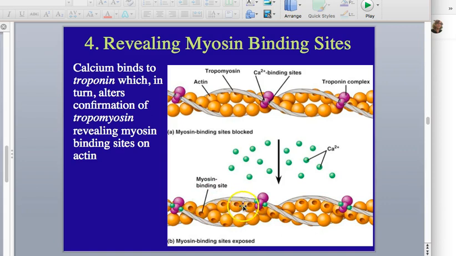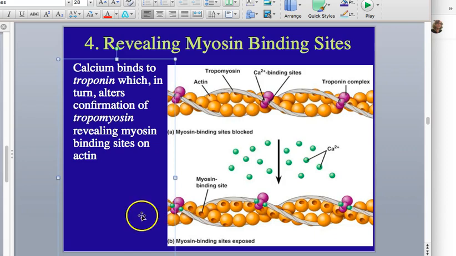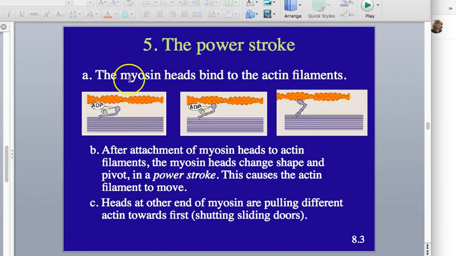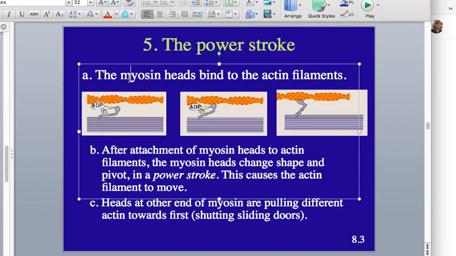And then look at this! We have these active sites on that actin, where the sites are now totally open, saying, here I am, which is awesome because that's what myosin gets to bind to. So what are we at, step 5? It's called the power stroke.